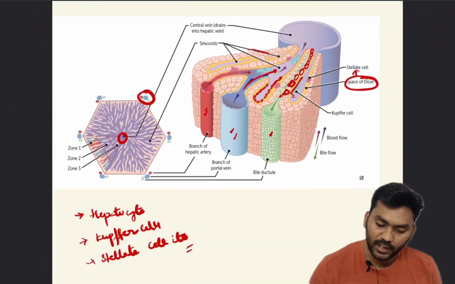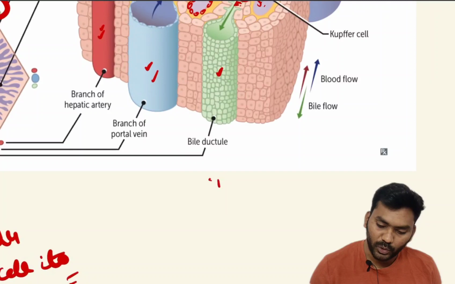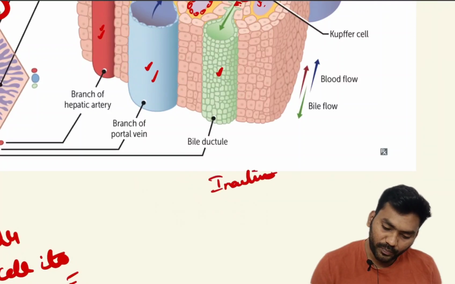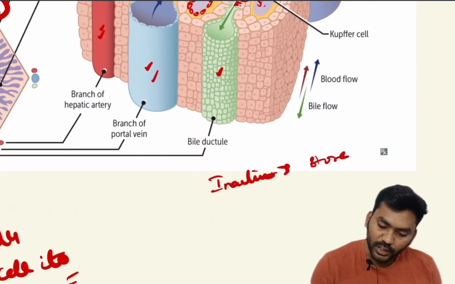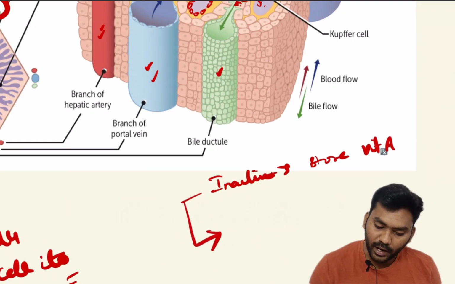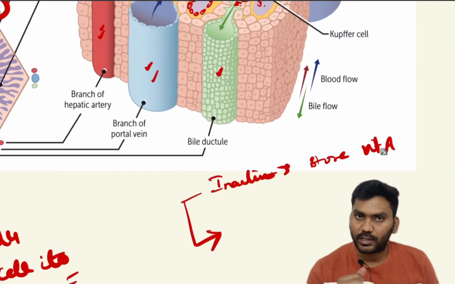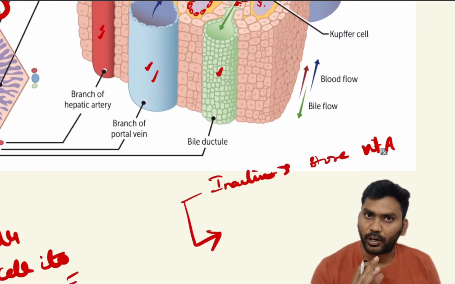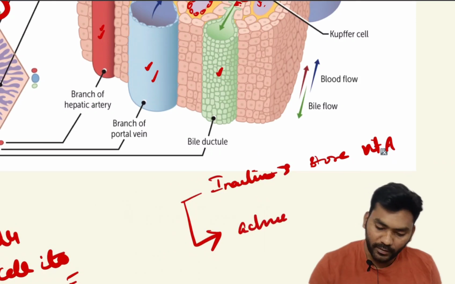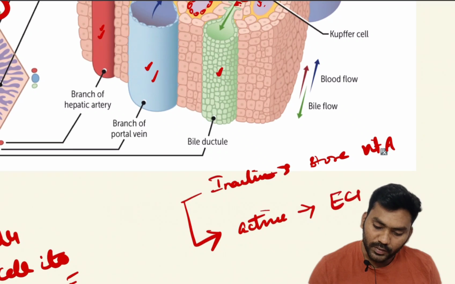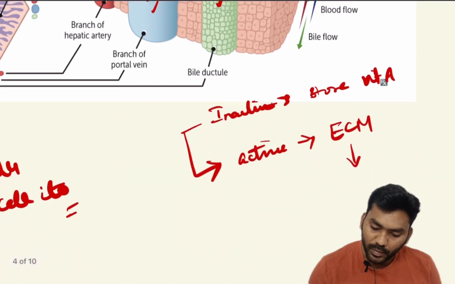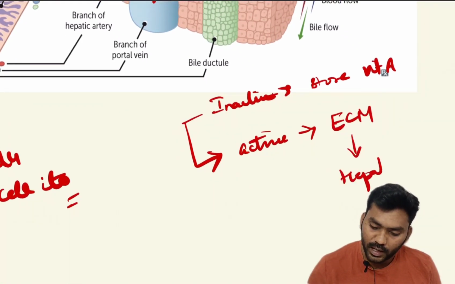This space of Disse contains the stellate cell. In the inactive stage, the stellate cells store vitamin A, whereas in the active stage, when the stellate cells get activated by chronic alcohol or infection with hepatitis viruses, they secrete extracellular matrix, thereby causing hepatic fibrosis.